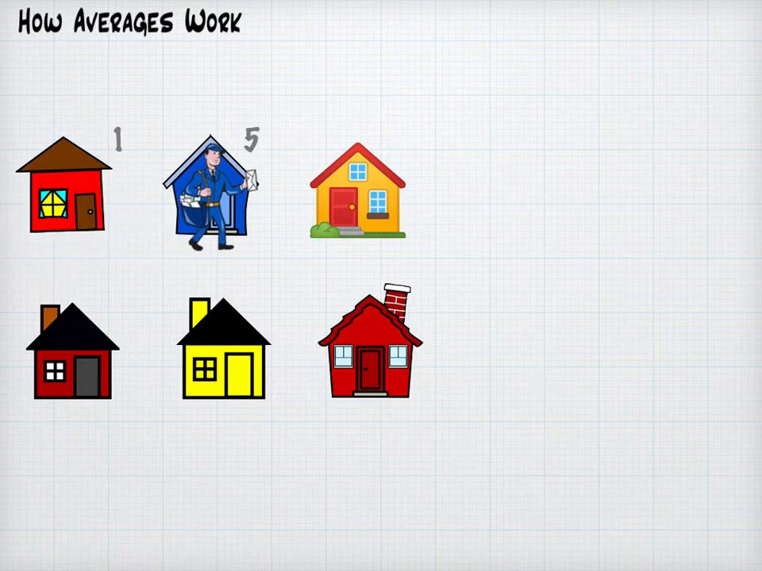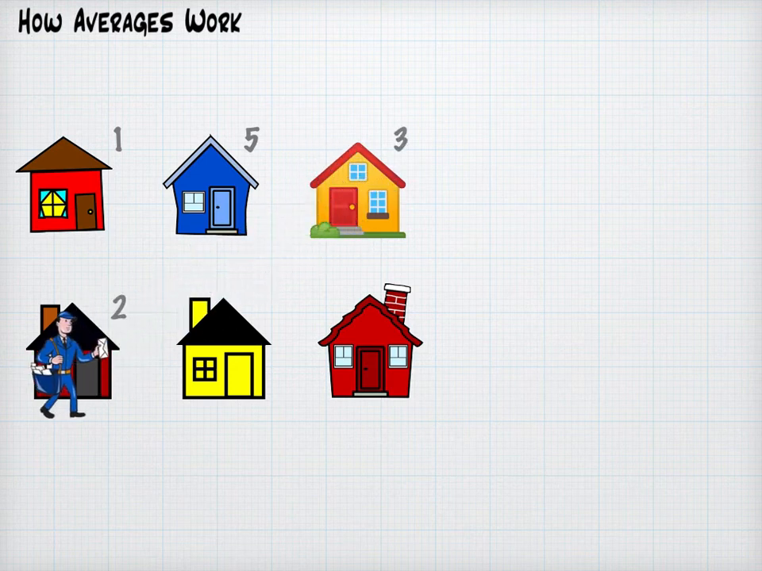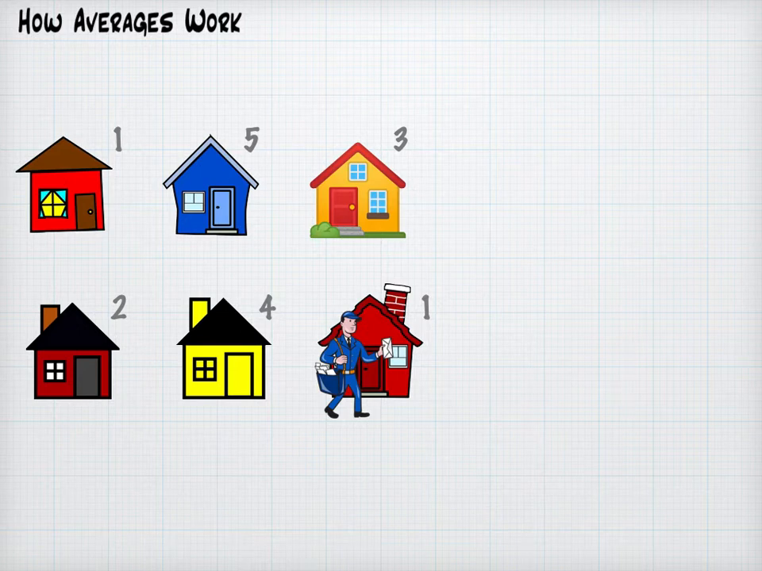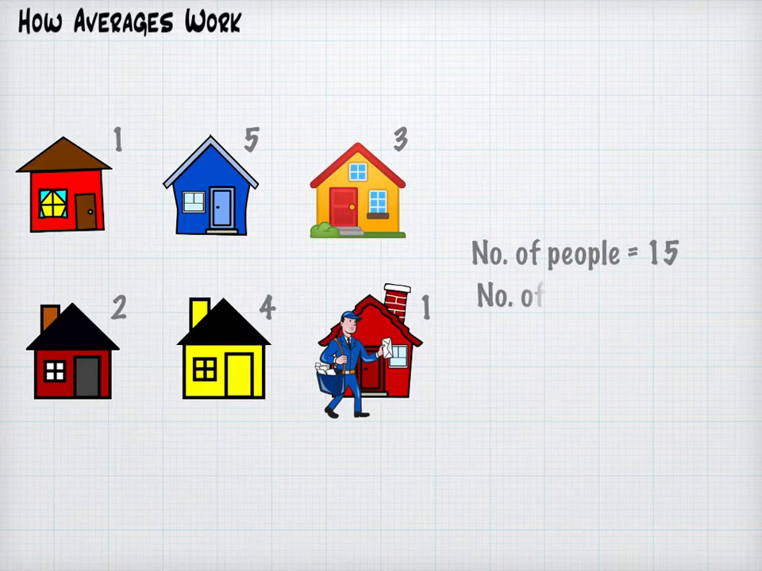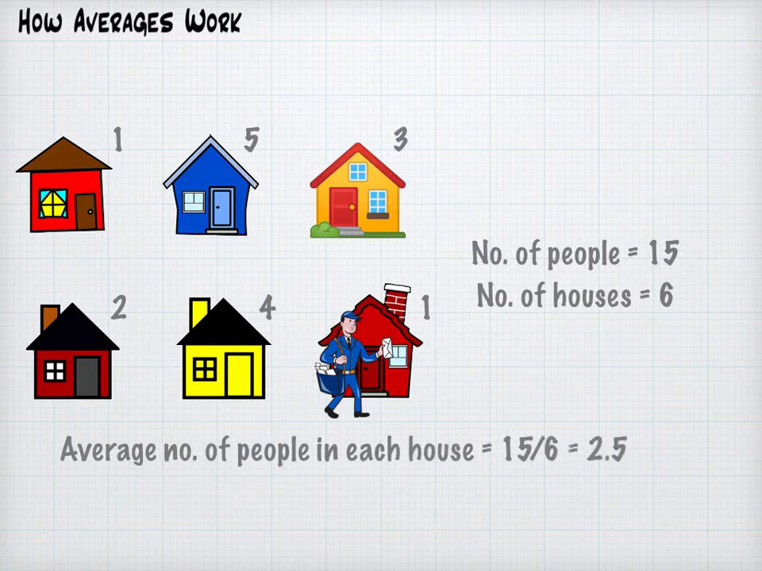He goes from house to house to house, counting the number of people in each house. Okay. And then we can add them all up. How many people altogether? Well, you just add those numbers together, you get 15. Okay? So there are 15 people in those 6 houses. Okay? So, what's the average number of people in each house? Well, you'd simply divide 15 by 6.